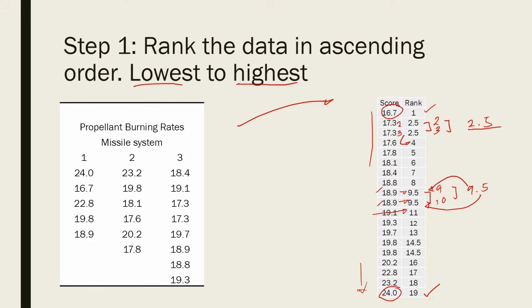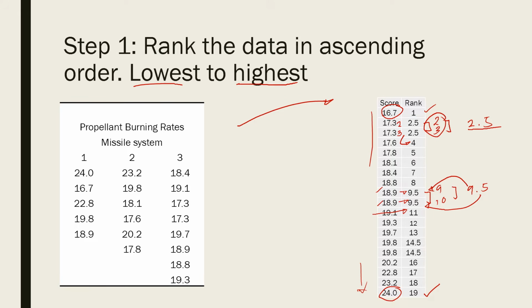Okay, so when you have identical observations, 17.3 and 17.3 in this example, we would give them ranks 2 and 3. But since they are the same observation, we cannot give them 2 and 3 respectively. We have to get the average of 2 and 3 and assign it to both. So that would be the ranking system and perhaps the most difficult part of the computation.